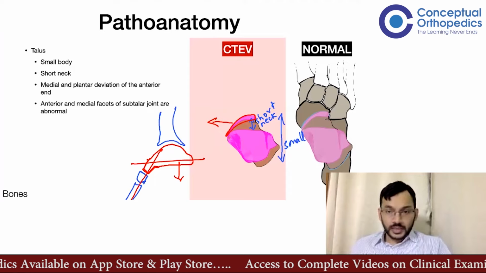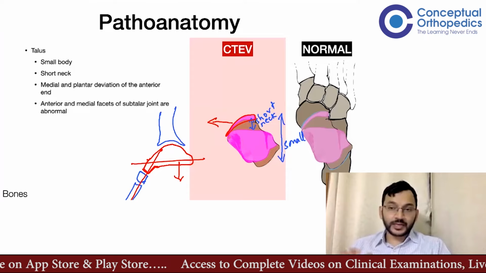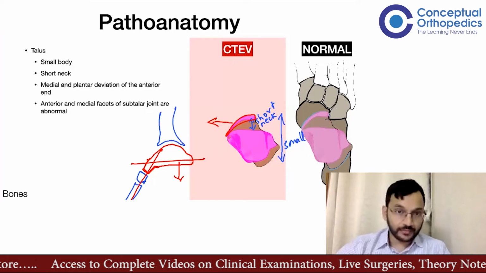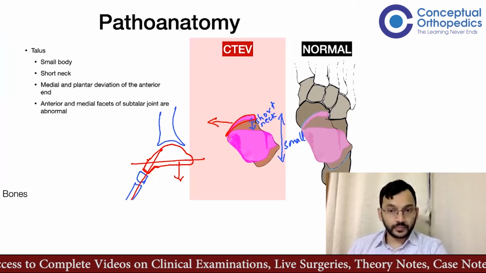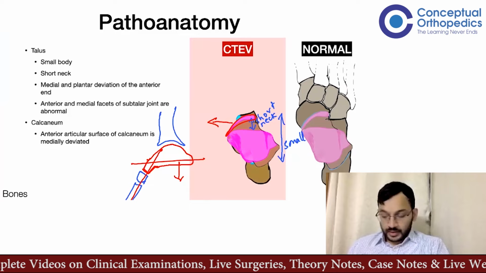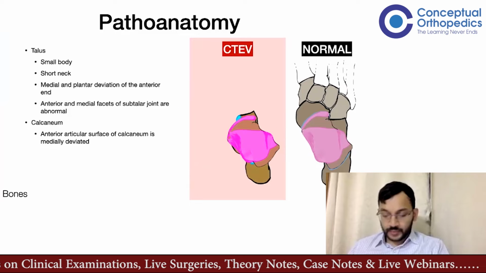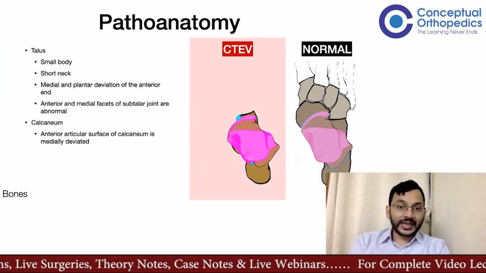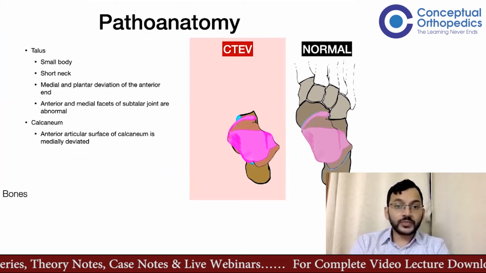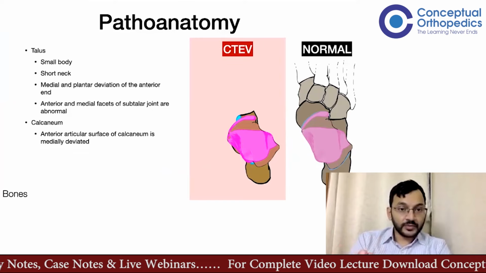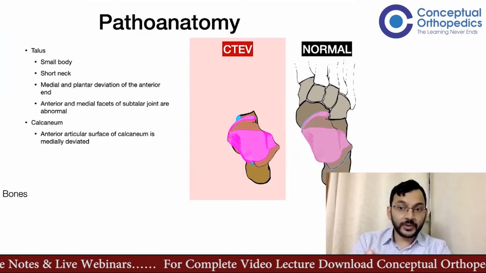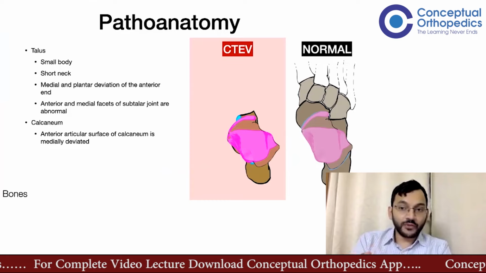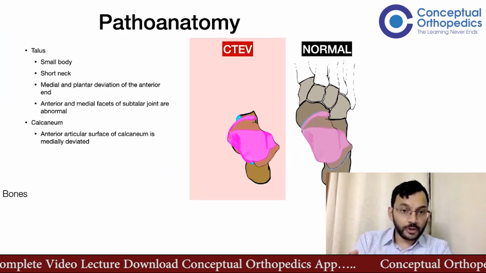Of course, the anterior and medial facets of the subtalar joints are abnormal. That's where the talus articulates with the calcaneum. That is the subtalar joint. Now, apart from the talus, we have the calcaneum. In the calcaneum, the problem is in the anterior surface, where it articulates with the talus. This articulation is medially deviated, because the talus itself is medially deviated, so the anterior and the medial facets of the talocalcaneal joints are also medially deviated.